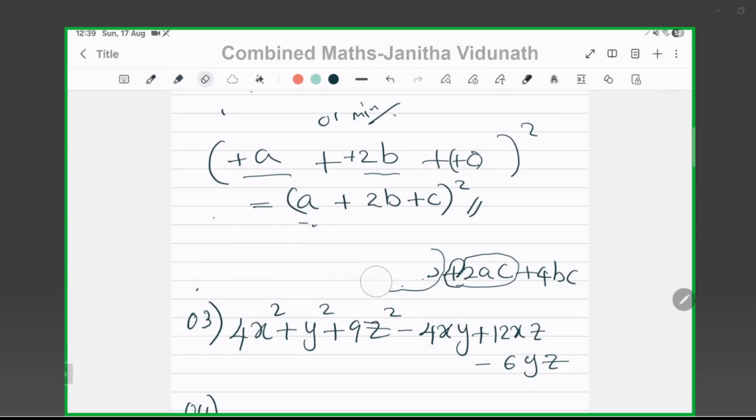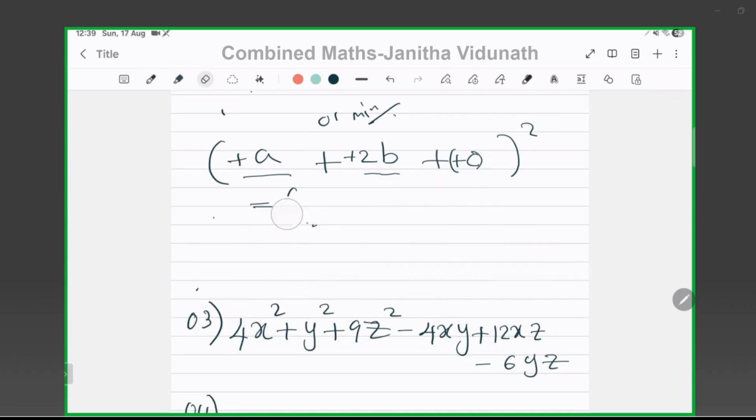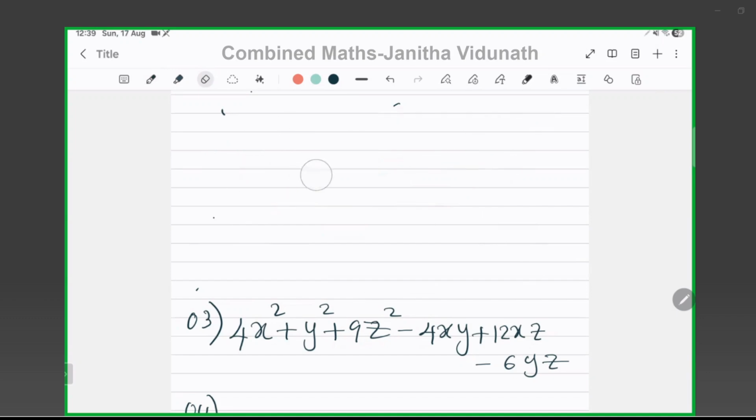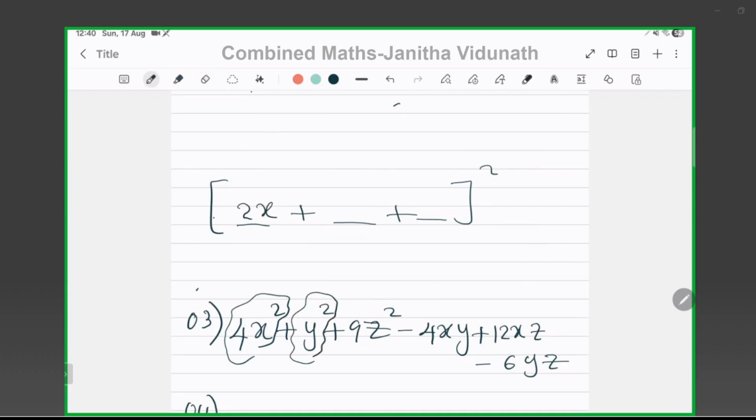Now look up. Now we will try to solve the third question. Here this can be formed by the square of 2x, so our first term is 2x. Y square can be formed using y whole square. Then 9 is a square, meaning 3z whole square, so this term is 3z.